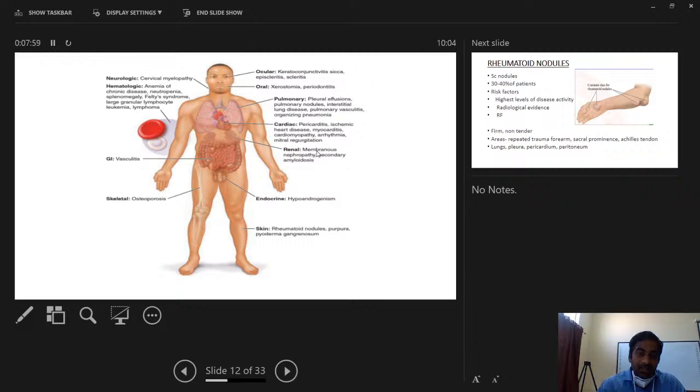Cardiac: you may have pericarditis, ischemic heart disease, myocarditis, cardiomyopathies, arrhythmias. There are patients where you see sudden deaths in rheumatoid arthritis. The most common cause of sudden death is arrhythmias. Okay. Renal: you have membranous nephropathy. That's the more commonly seen glomerulonephritis, membranous nephropathy.